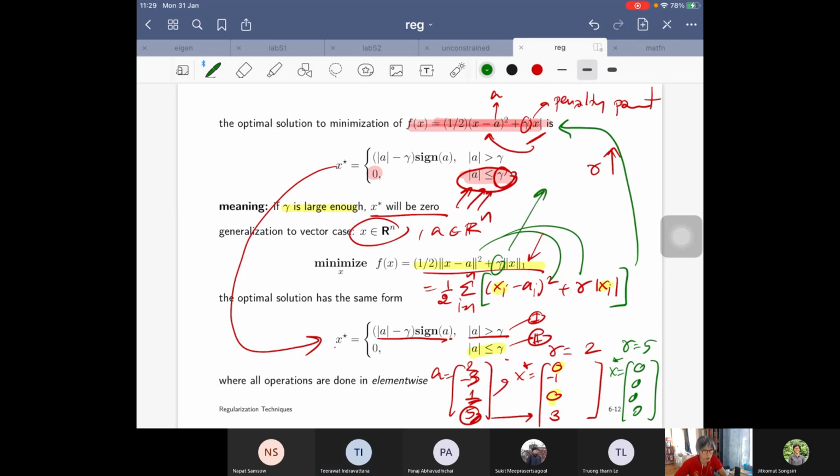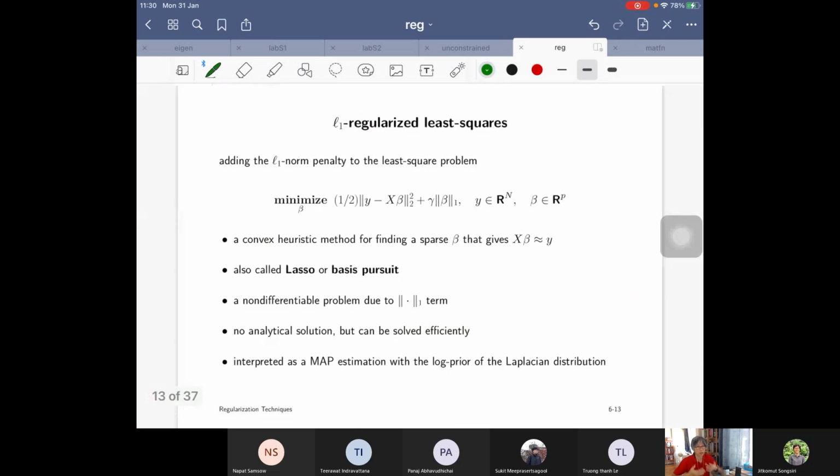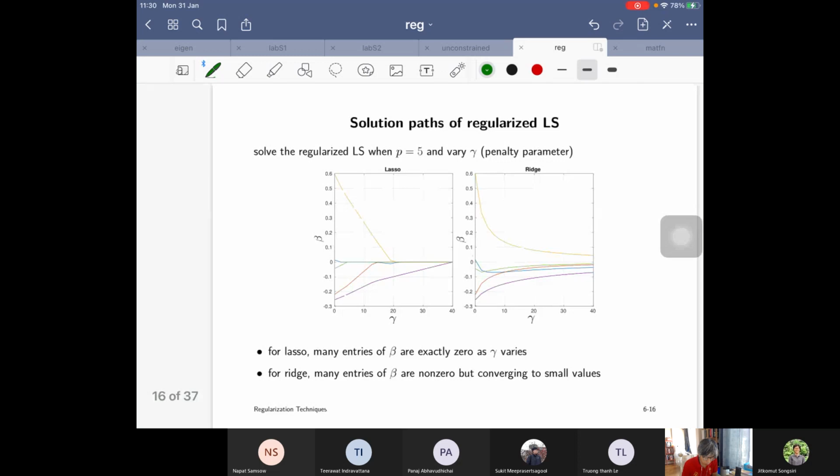When I increase the penalty parameter, this condition would be easier to satisfy because A is a problem parameter given by the description of your application. So when you increase gamma, the solution gets sparser until gamma is large enough, right? All the solutions are 0. So this is why L1 regularization is included in regression problems to promote sparsity.